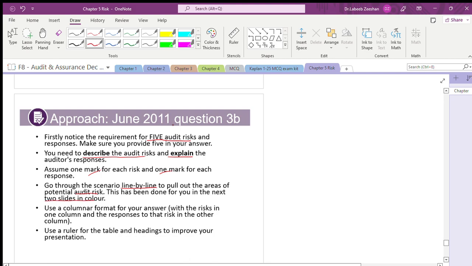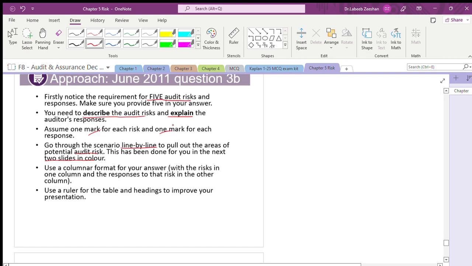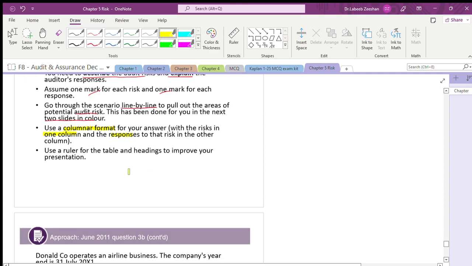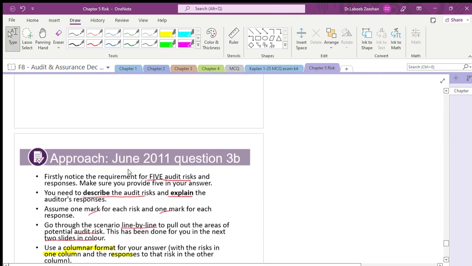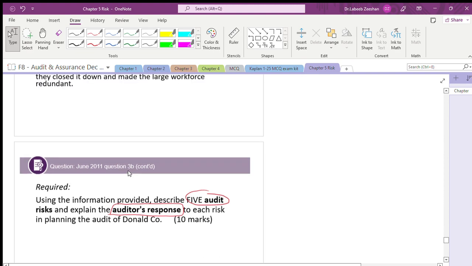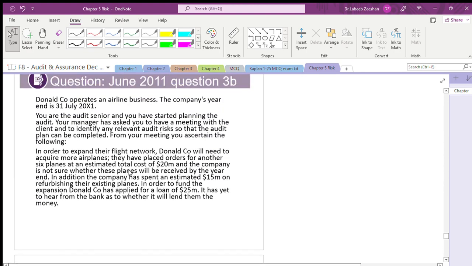Fine. We will follow our own approach. Always make sure that you have a columnar format. 1 column for the risk and 1 column for the response. Use the table rulers to improve your presentation. That's what it says. We'll understand in our own way.